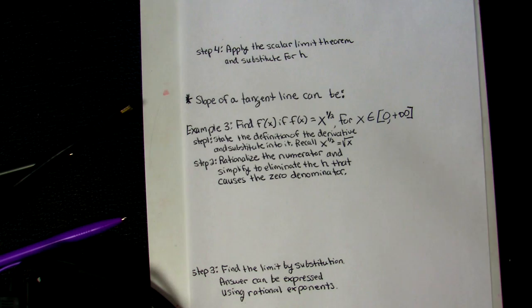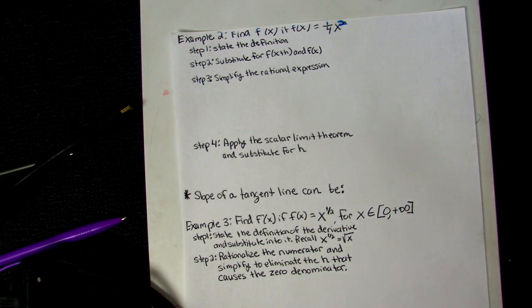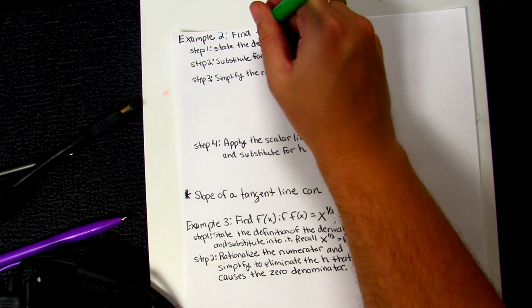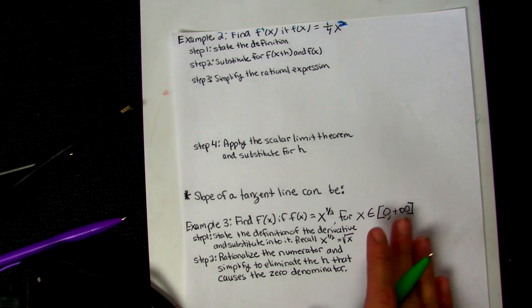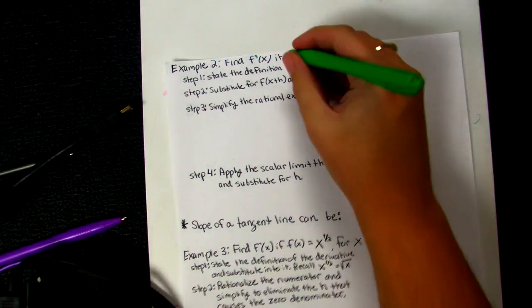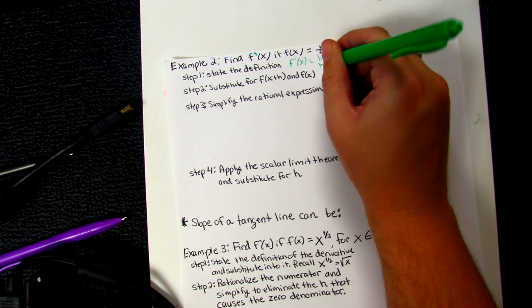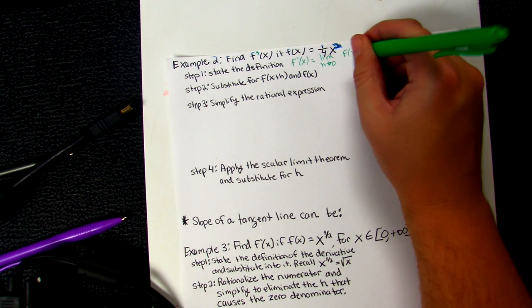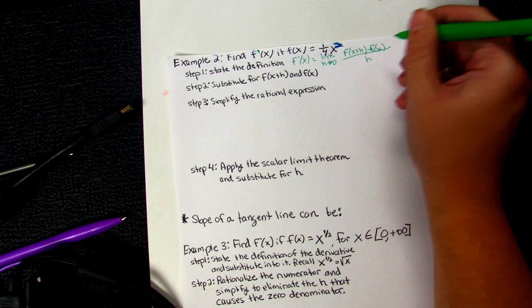So let's look at another example. Find f prime of x if f of x is equal to 1/4 x squared. So first thing I'm going to do is state my definition of f prime of x. Remember, f prime of x is equal to the limit as h approaches 0 of f of x plus h minus f of x all over h.